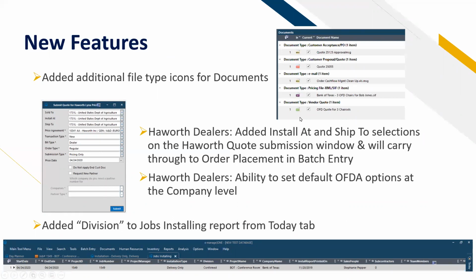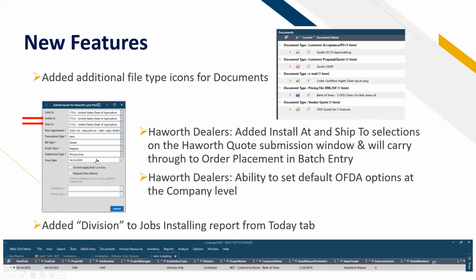For our Hayward dealers, we added the install at and the ship to inside of the quote tool. So whenever you're submitting for pricing, you can now select your install at and your ship to, and it will carry through to order placement in batch entry. So just one less piece of information that needs to get over to your order placement team to carry through. It'll just carry through automatically.